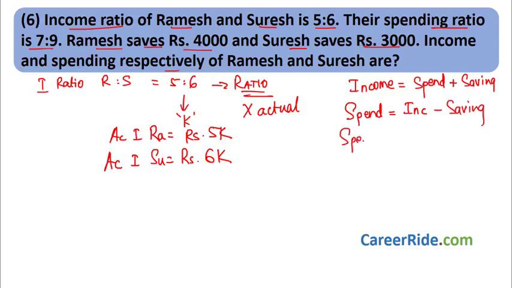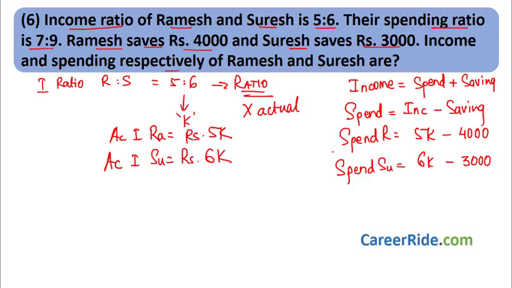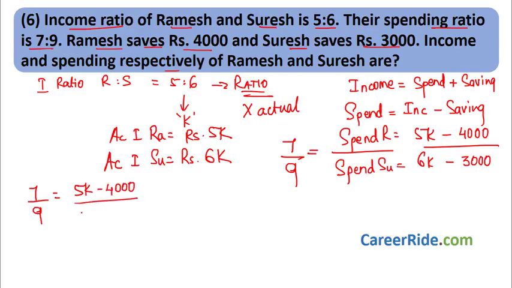Now what is the spending for Ramesh? What is the income of Ramesh? 5K. What is the saving of Ramesh? 4,000, right? What is the spending of Suresh? What is the income of Suresh? 6K. What is the saving of Suresh? 3,000. And they have given spending ratio is 7:9. That means spending of Ramesh divided by spending of Suresh is equal to 7/9. So we will divide this also. So what do we get? Let's write over here. 7/9 is 5K minus 4,000 divided by 6K minus 3,000.